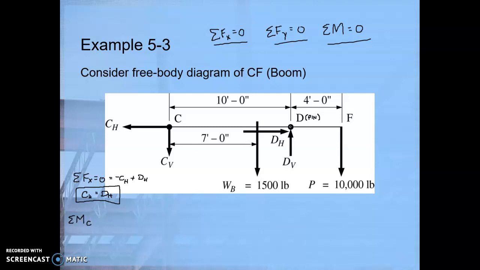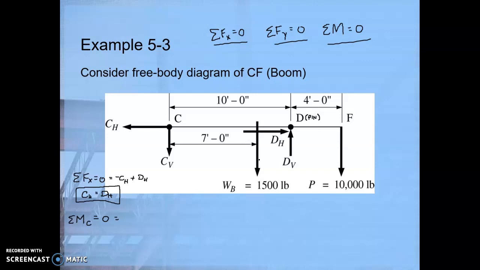Now I could also do this by summing the moments about D. If I sum the moments about D, that takes the vertical force DV out of the equation, and then that just leaves one unknown that I can solve for. But I'm going to do it at C. So the sum of moments about C is equal to 0. Let's write down what all of the moments about C are. Okay, so CH passes through C horizontally, does not cause a moment. CV passes through the same point, does not cause a moment, so we can ignore those two.